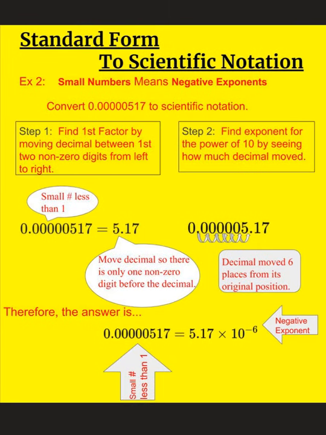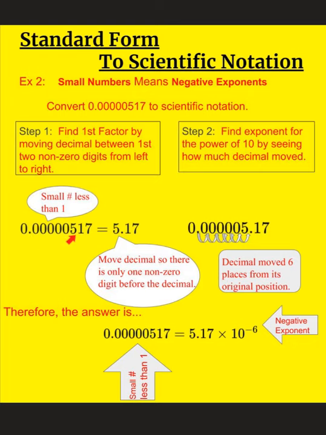We are still converting between standard form to scientific notation. Now we have small numbers. When we're dealing with small numbers, we're going to have negative exponents. So we're going to convert this small 0.00517 to scientific notation. First, to get the first factor, move the decimal between the first two non-zero digits from left to right. So I have here between the 5 and the 1.